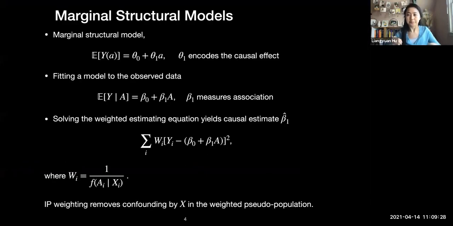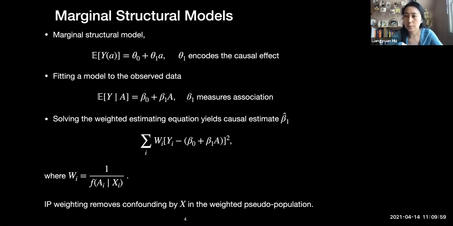Okay, sorry. So we can propose a marginal structure model that relates Y^a to treatment assignment. But in reality, we have to fit a model to the observed outcome to estimate the effect. So theta 1 here encodes the causal effect. But when you fit a model to the observed data, the coefficient beta 1 here only measures association, but not causation, because of the confounding reason that I just talked about.